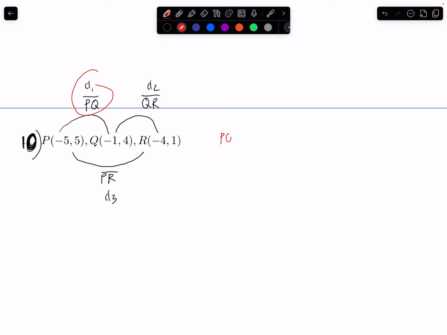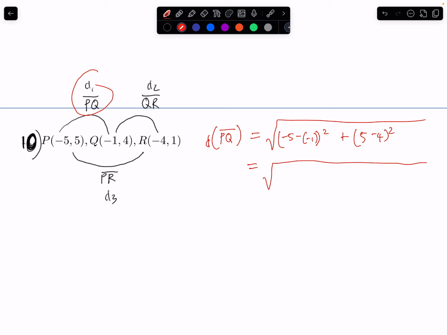So PQ. Here's PQ, the distance of PQ. What is that? It's -5 minus -1 squared plus 5 minus 4 squared. So that by the time you finish this classwork, this should be so ingrained in you how to do these distance formulas that you're never going to forget it for the rest of your life. Plus you have homework after this, so it's going to be pounded in your head.